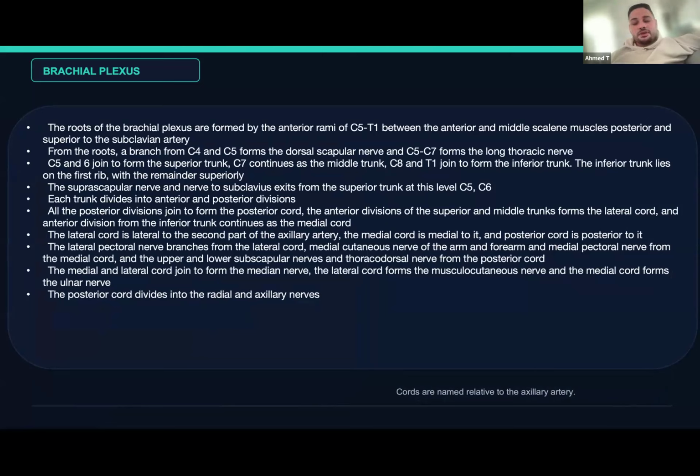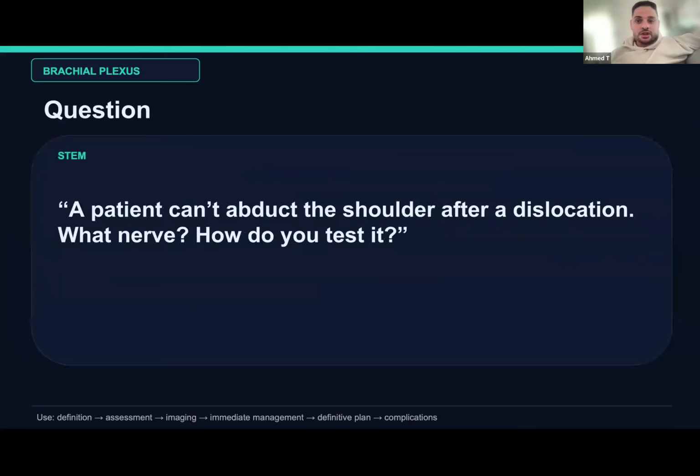So it's mainly important to get the image right and to know the root value of each main branch, the median, radial, and ulnar nerve. You just have to go through it and read it. And I know it's a tough topic. I always forget it after I study it, but it's really important.